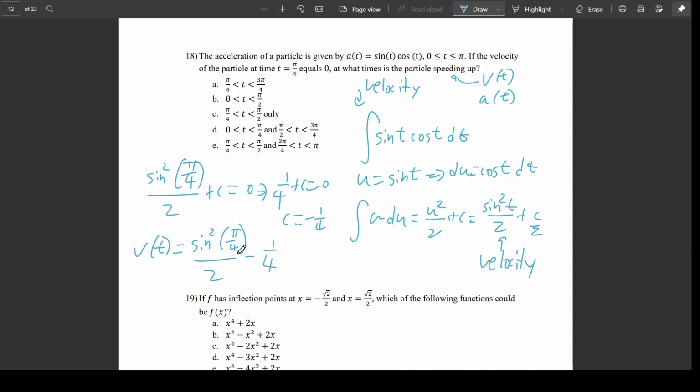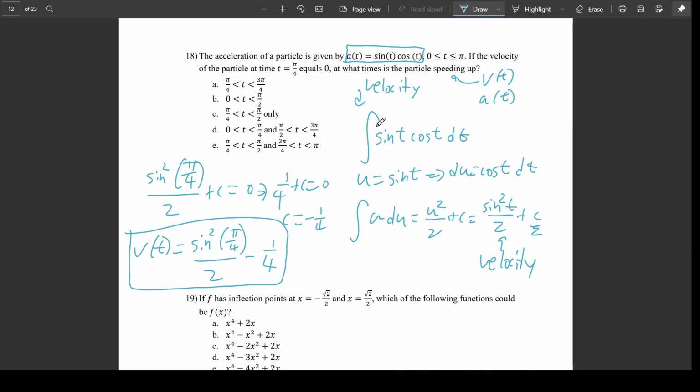Okay? So basically now what I want to do is I want to figure out, okay, this is my velocity function. Here's my acceleration function. When do these have the same sign? So when are they either both increasing or both decreasing? That's the question. Or sorry, that's when they're both positive or both negative. That's the question.